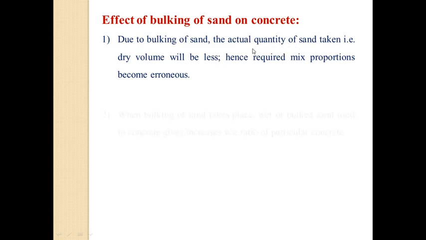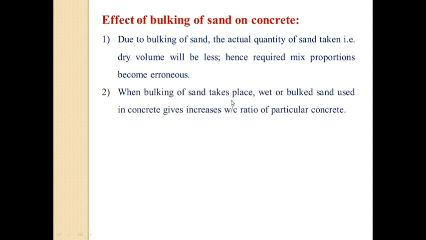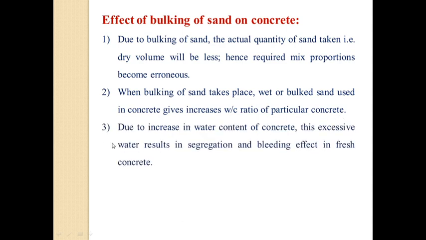Then, when bulking of sand takes place, the wet or bulk sand used in concrete increases the water cement ratio of the concrete. Due to this increase in water content, the excessive water results in what? Segregation and bleeding in the fresh concrete. That is, the particles get segregated, and maybe the cement paste floats on the surface. So this is the segregation and bleeding effect on fresh concrete due to bulking of sand.